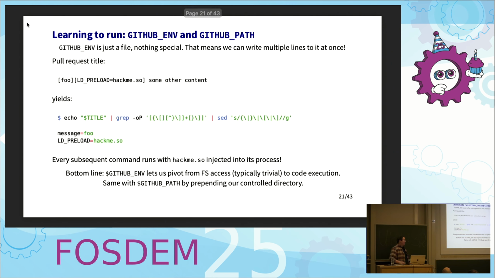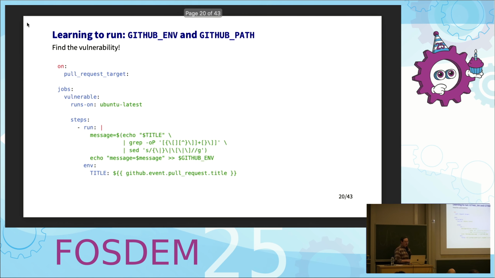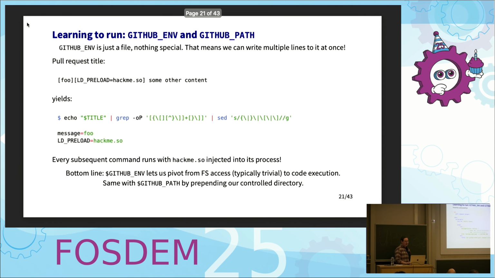Okay. Like I said, GITHUB_ENV is one of those special variables. It's a file, but it's just a file, nothing special. However, we can write multiple lines to it at once. So in this case, if an attacker submits a title that matches that expression, because it uses, I believe, the P flag, it prints multiple times, once for each match. So we've injected 2 variables when we meant to only inject 1: message equals foo and also LD_PRELOAD equals hackme.so.